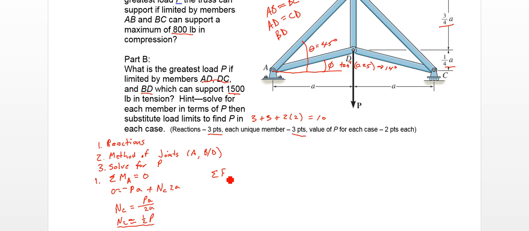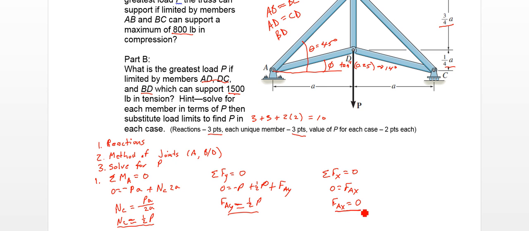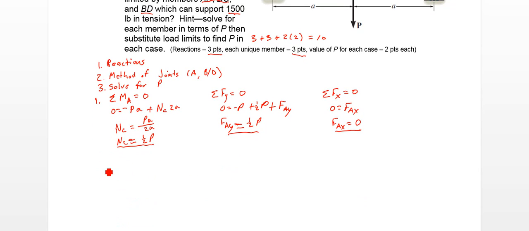Sum of the forces in Y equals 0. So we have 0 equals negative P plus 1/2 P plus FAY. FAY equals 1/2 P. And then finally, sum of the forces in X equals 0. 0 equals FAX. There's only that possible contribution in the X direction. So FAX equals 0. So there's our 3 reactions. Alright, so then we can move on to our method of joints.